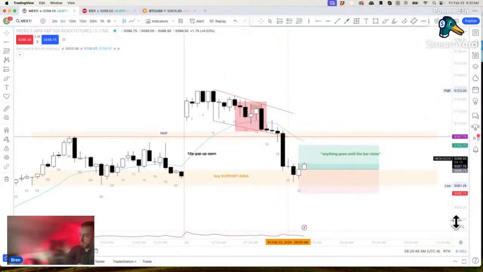This looks like a trading range to me with the bullish bias because of the context.